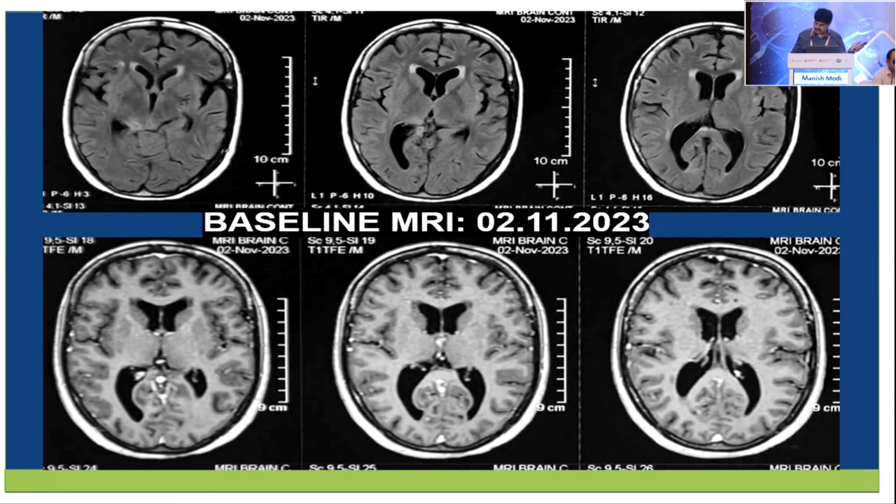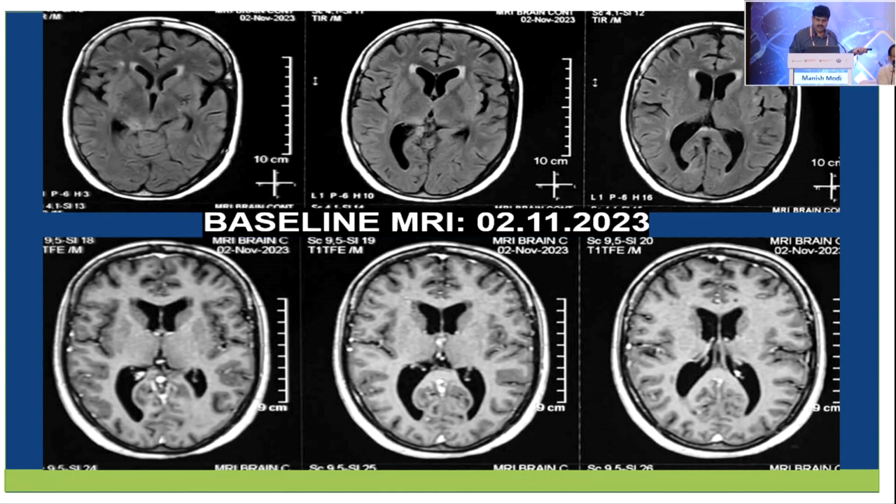Now coming to the main challenging cases. So this is a young female who presented with 1 month history of fever, headache, vomitings, and presented with altered sensorium in our emergency. And this is the baseline MRI at the time of presentation. This was 2nd November 2023, right?